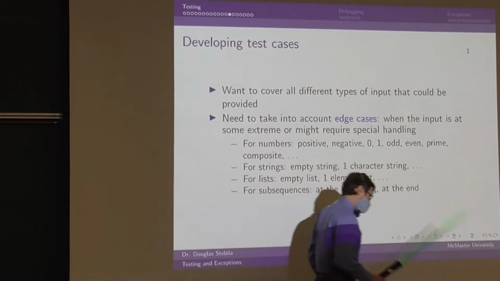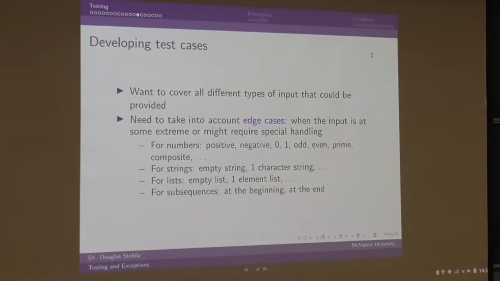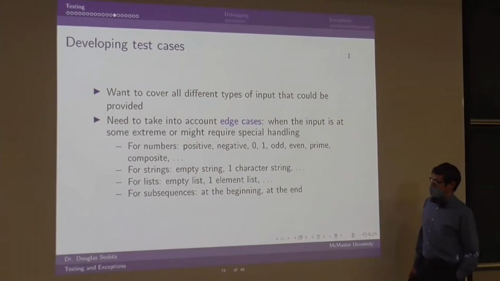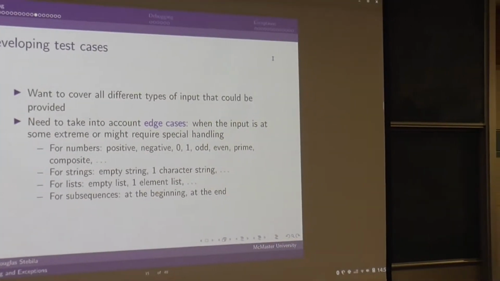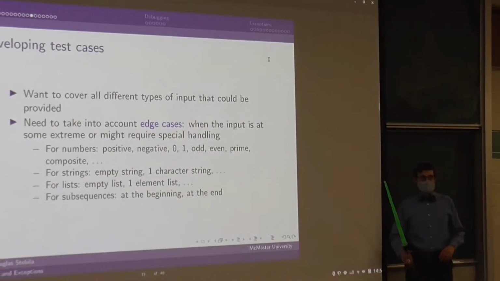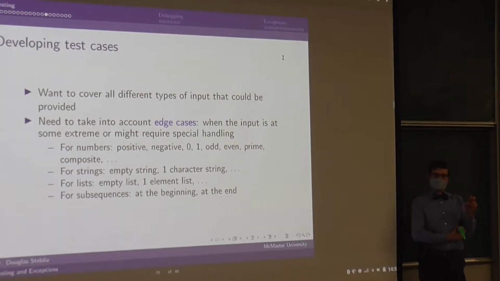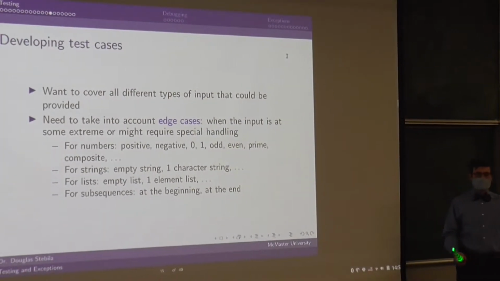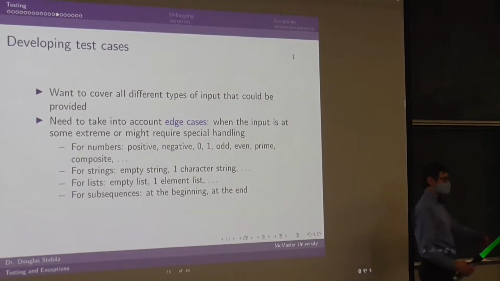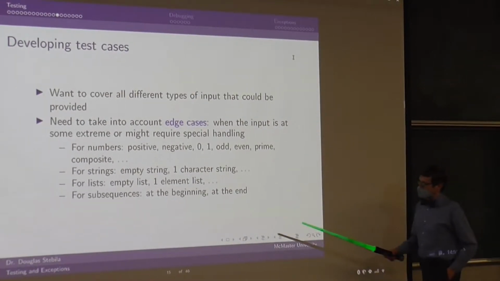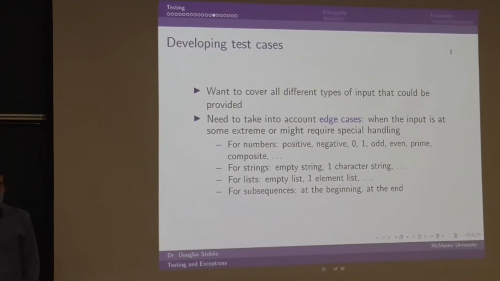For data structures, a big one is the empty data structure, as I've already mentioned. A data structure containing only one element is another good edge case. These, incidentally, there is a term for them: singleton data structures. You might hear me occasionally refer to a singleton string or a singleton list. That's just a list that contains only one thing.